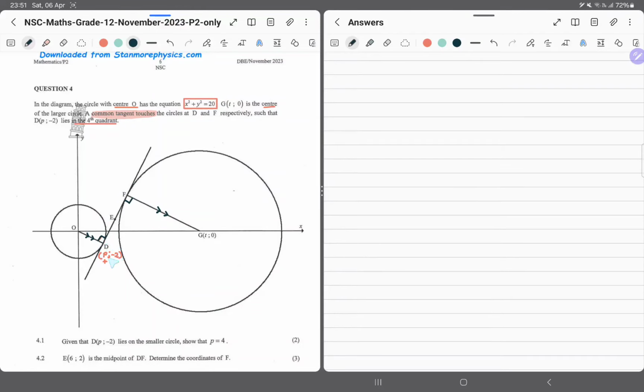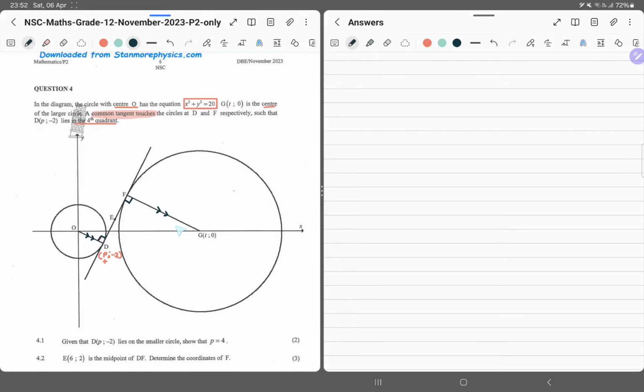What can we do? We know that for point D, we only have one unknown P, and we've got the full equation of the circle on which D lies. So we can substitute D into that equation. We can get the value of P. That means we'll have the full coordinates of D. From there, we can use the property that OD is perpendicular to DF to work out the gradient of DF and use the coordinates of D to find the equation of that line.